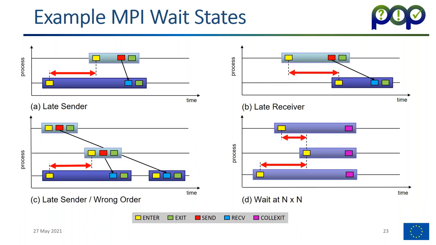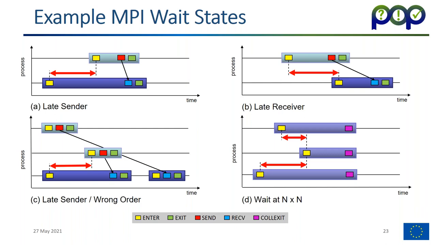Or when you look at the bottom left, there's a more complicated situation. And if you look carefully, on the bottom is the late sender as above. But in addition to the late sender, the receiver process on the bottom is actually looking for two messages, but it looked for them in the wrong order. If it had tried to receive the top message first and then the second, it would have been done much, much earlier.